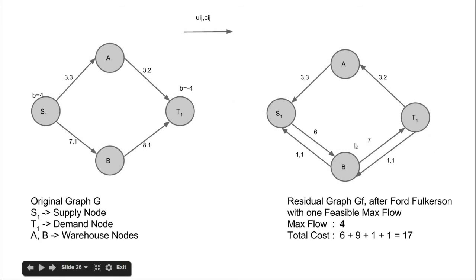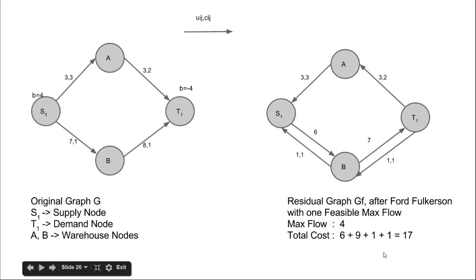So max flow is 4. The total cost, we just multiply the costs with the flow, Cij into Xij. There is 3 into 2, 6, 3 into 3, 9, 1 into 1, 1, plus 1 into 1, 1, which is equal to 17. So the total cost is 17.